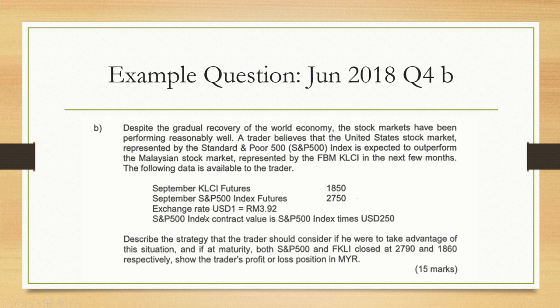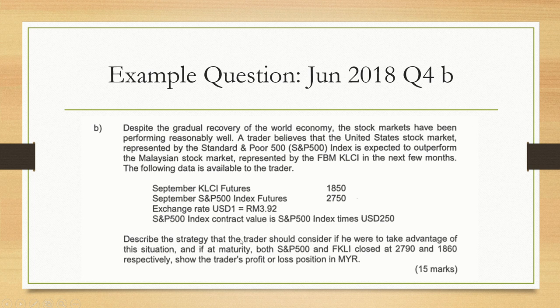And what is next given to you is the S&P 500 index value per contract is S&P 500 index times USD 250. Apa maksud dia? In Malaysia, to convert the index into ringgit, kita darab dengan berapa ringgit? RM50. In the US, to convert the S&P 500 index into USD, you will times with USD 250. So that is what the sentence meant.